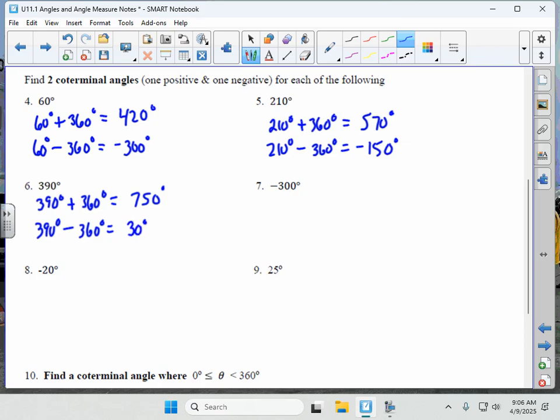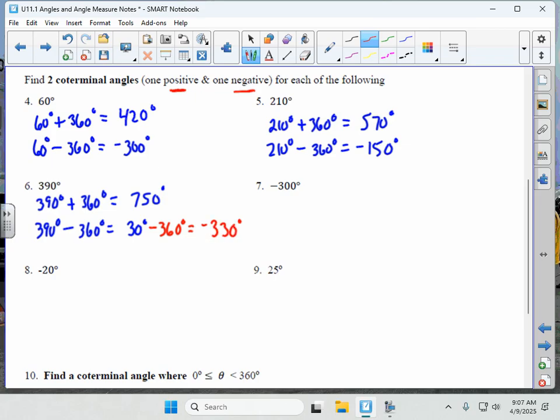But the question says find one positive and one negative. Well, we haven't found a negative. So to find a negative one, we can start with 30 and subtract off another 360. All right, so we can do this as many times as we need to until we find an angle that is positive or negative, depending on what we need. All right, so 30 degrees minus 360 is going to get us negative 330.